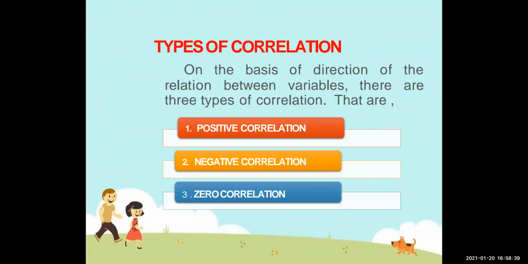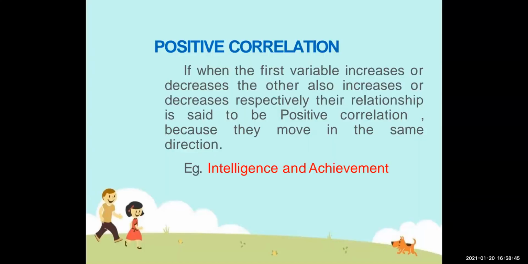Now, when we talk about types of correlation, as mentioned earlier, we have positive, negative, and zero correlation. If when the first variable increases or decreases, the other also increases or decreases respectively, their relationship is said to be positive because they move in the same direction. Like, let's say, for example, intelligence and achievement.